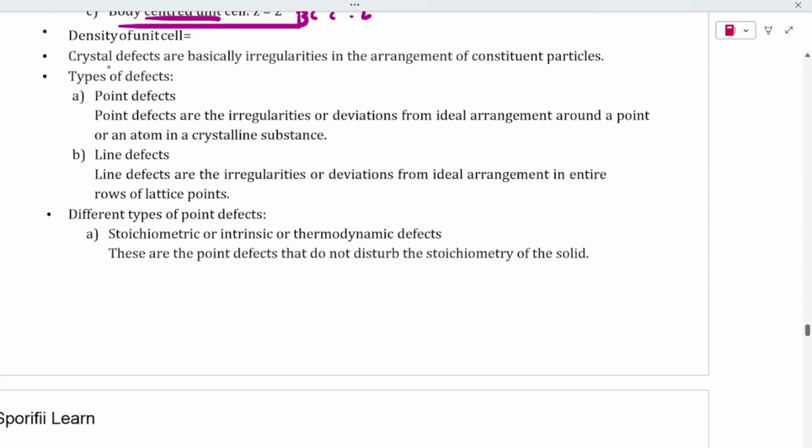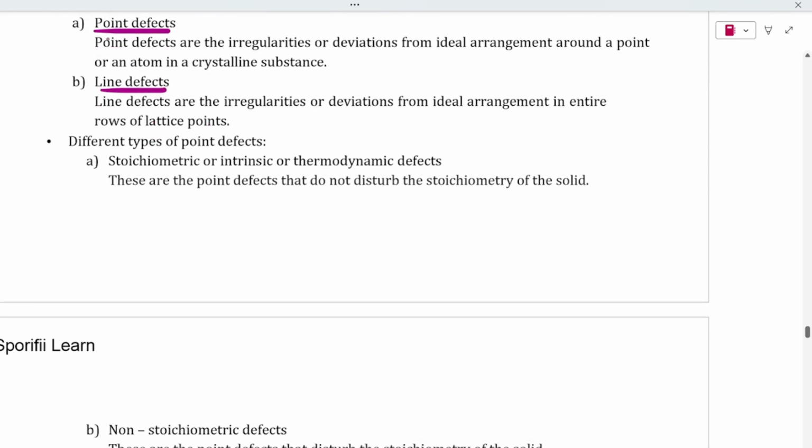Next is crystal defects. The types are point defect and line defect. Point defects are irregularities or deviations from the ideal arrangement around a point or an atom in a crystalline substance. As we saw in the types of solids, crystalline solids are very orderly arranged, right? So if you find a deviation, it is a point defect.